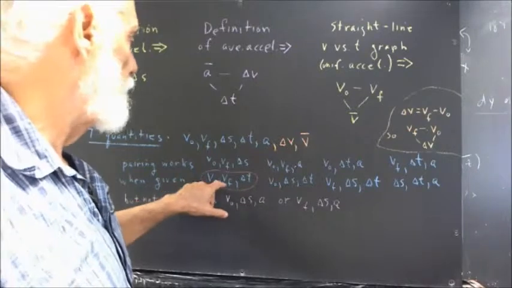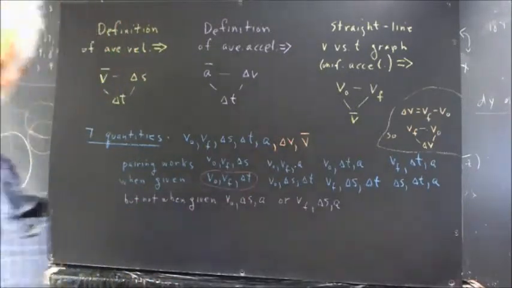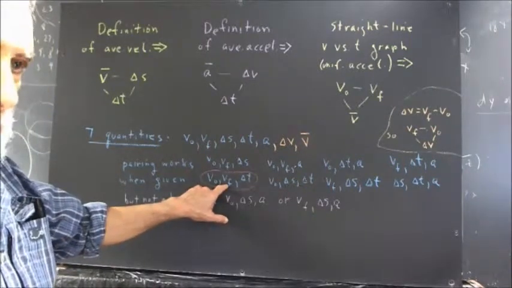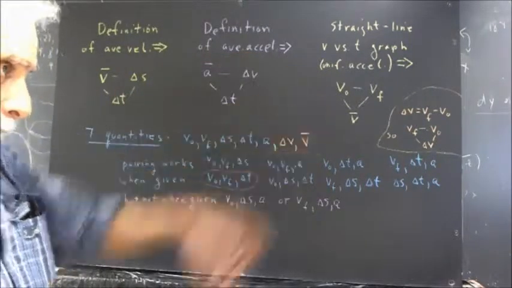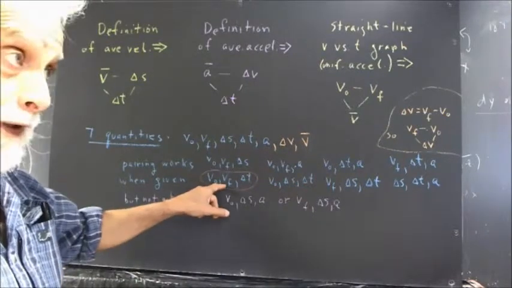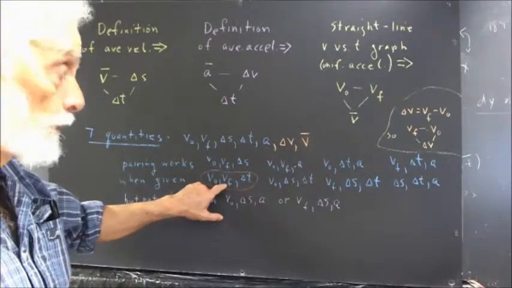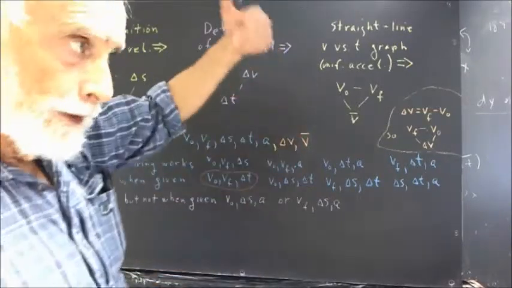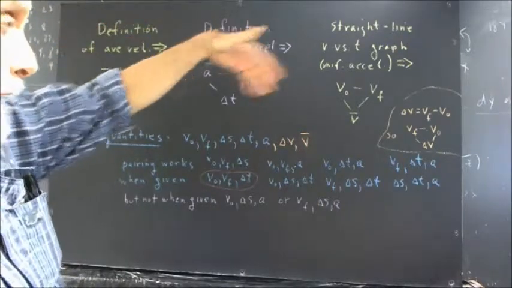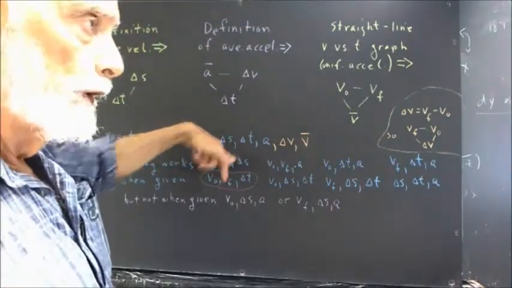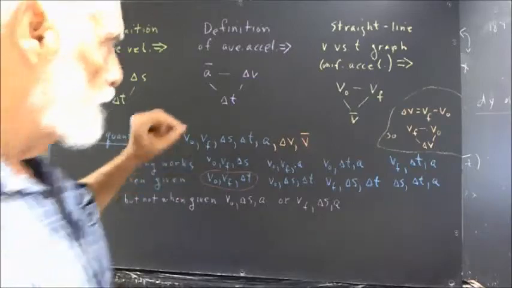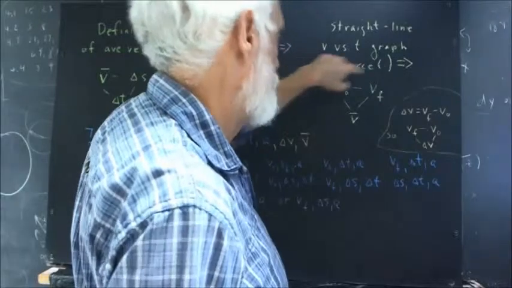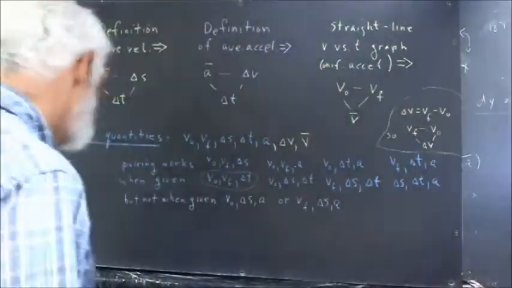So if we know V naught, VF, and delta T, let's just take a pair of these quantities. Let's take V naught and VF. Is there any triangle up here that contains both V naught and VF? If there is, we're going to be able to use those two quantities to determine a third. You should figure that out. Look at these triangles, see what we have for V naught and VF. You can immediately see that V naught and VF give us V bar. And you should know how you get V bar from V naught and VF.